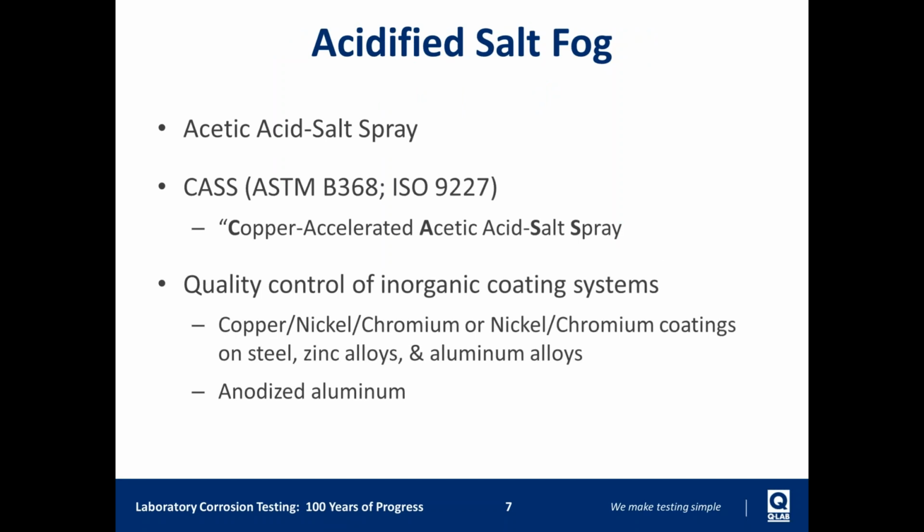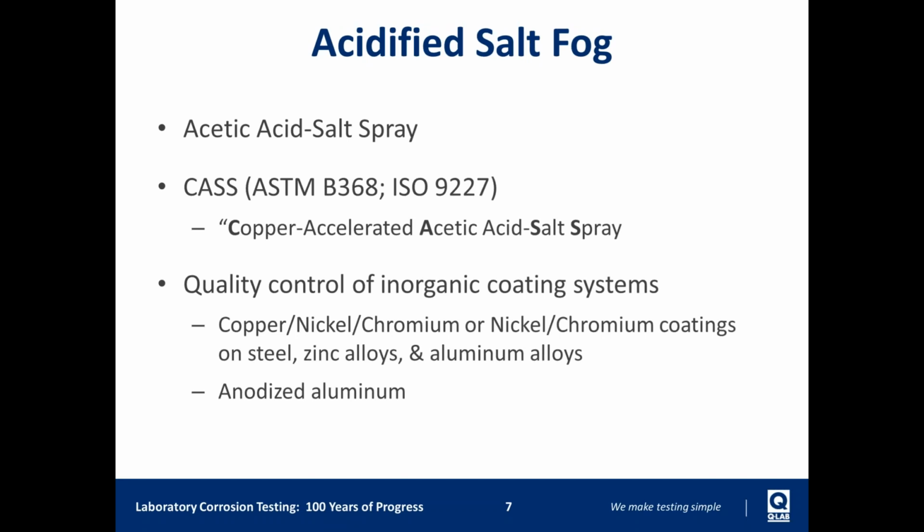Now, there are some modifications of the salt fog. As I mentioned, making it an acidic solution is going to increase the rate of corrosion, and there are some tests that use that. What they generally use is an acetic acid to drop the pH down to about 3, causing a highly acidified solution. There's also the CAS test, which adds copper sulfate to it, and that stands for copper accelerated acetic acid salt spray. And CAS is a very, very volatile test.